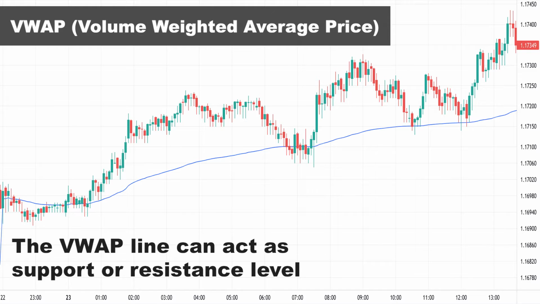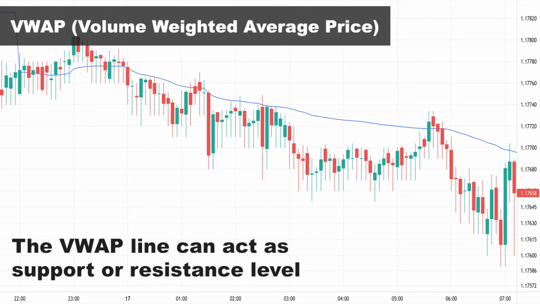For example, when the price is already above the VWAP, the line acts as a support level, because the VWAP line shows the total average price for the day weighted by volume, which buyers see as a fair value to buy, so they start to buy when the price reaches the VWAP line. On the other hand, when the price is already below the VWAP line, it acts as a resistance level, because as I said, the VWAP line shows the volume weighted average of price for the day, which sellers see as a good price to sell, so they start to sell.